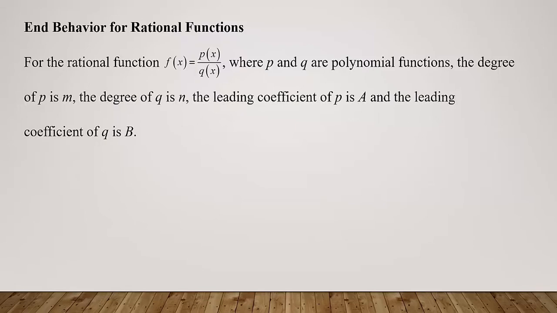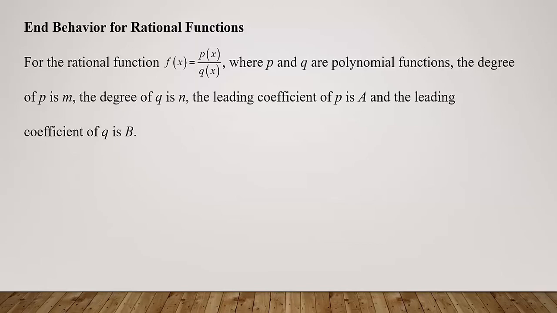All right, folks, might as well review something else from college algebra that's going to be beneficial for us, and it's the end behavior for rational functions. If you have a rational function, p of x over q of x, remember p and q are polynomial functions. I'm going to say the degree of the numerator, p, is m. The degree of the denominator, q, is n. And the leading coefficient of the numerator, p, is a, and the leading coefficient of q, the denominator, is b.